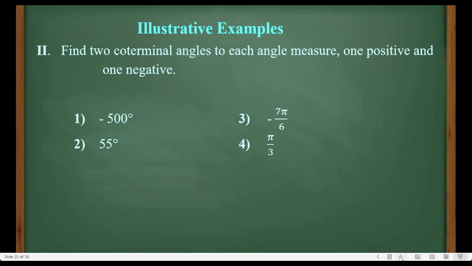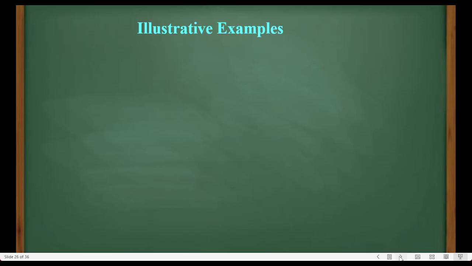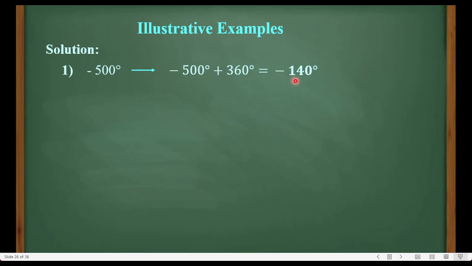So we have 4 examples here. We start with number 1, and the given measure is negative 500. First, we determine the first angle coterminal with negative 500. So we simply add 360 degrees. And what do we get? It's negative 140. So the first angular measure is the negative coterminal angle to negative 500 degrees.